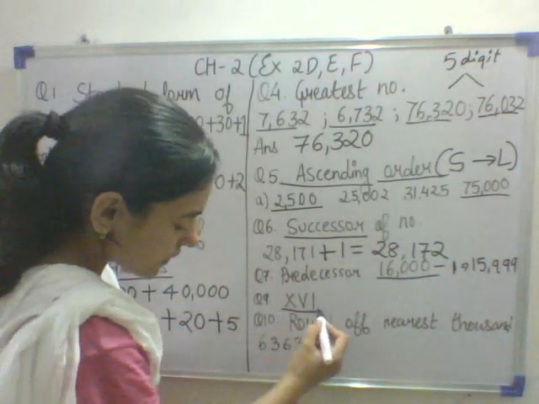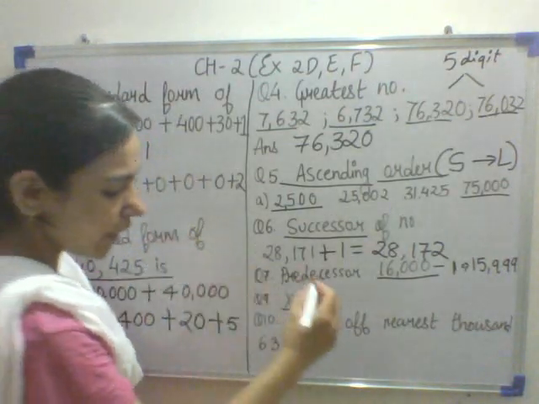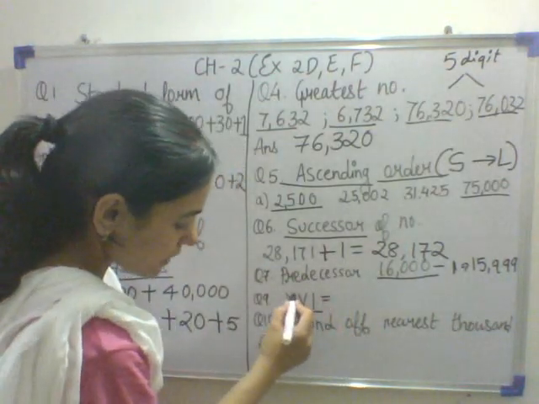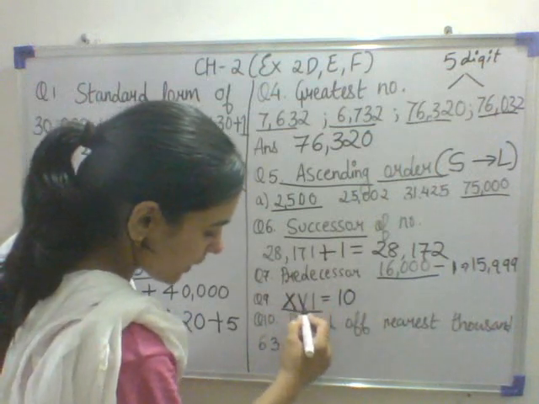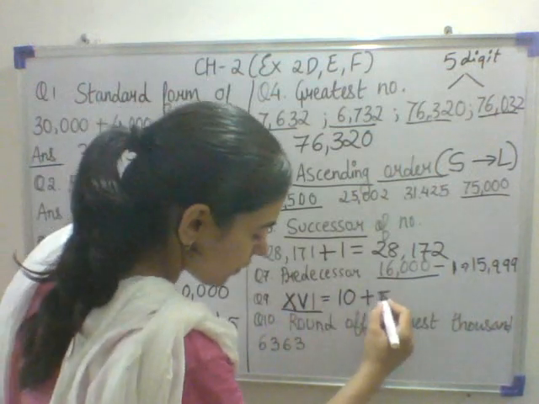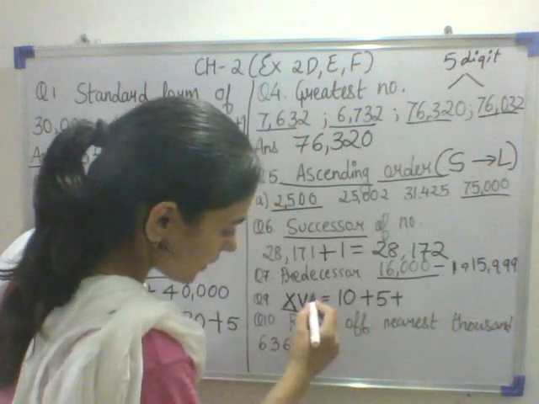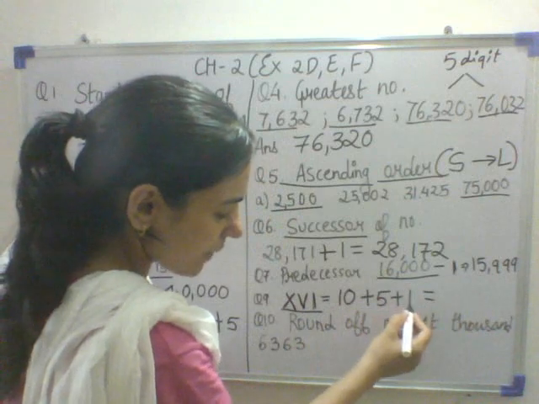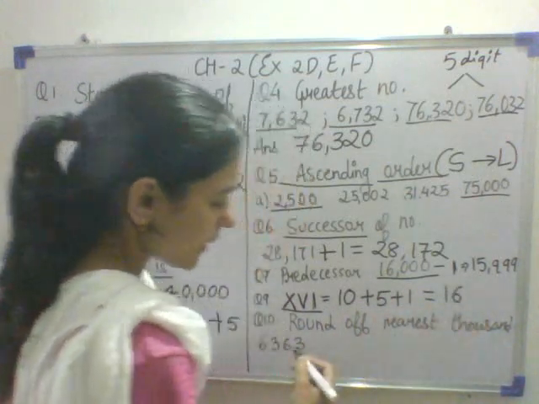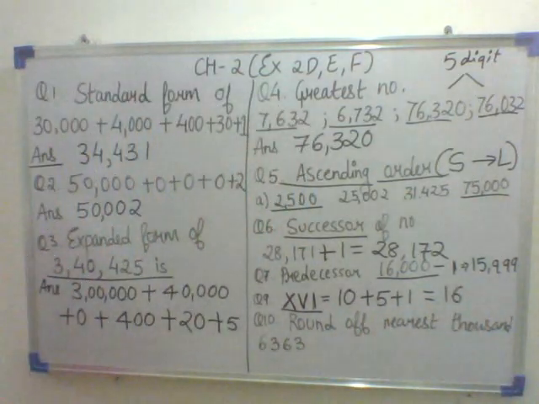Now this is written in the Roman numeral. You have to tell me this number. This X means 10. This V means 5, plus this is 1. So 10 plus 5, 15, plus 1, 16. This number is 16.